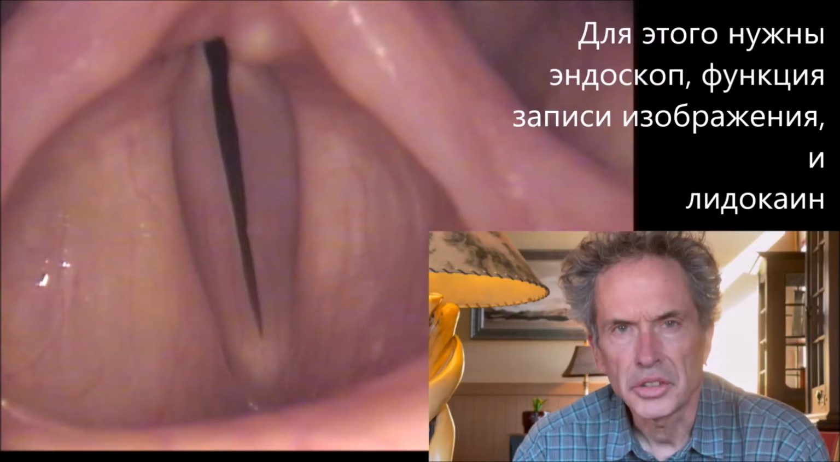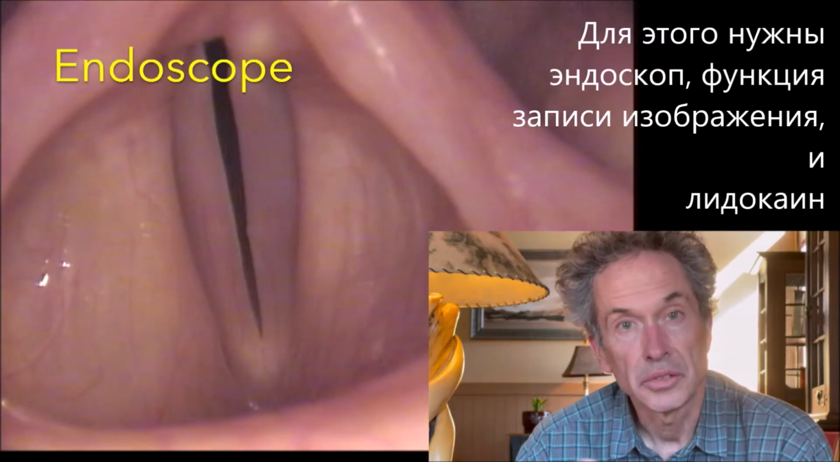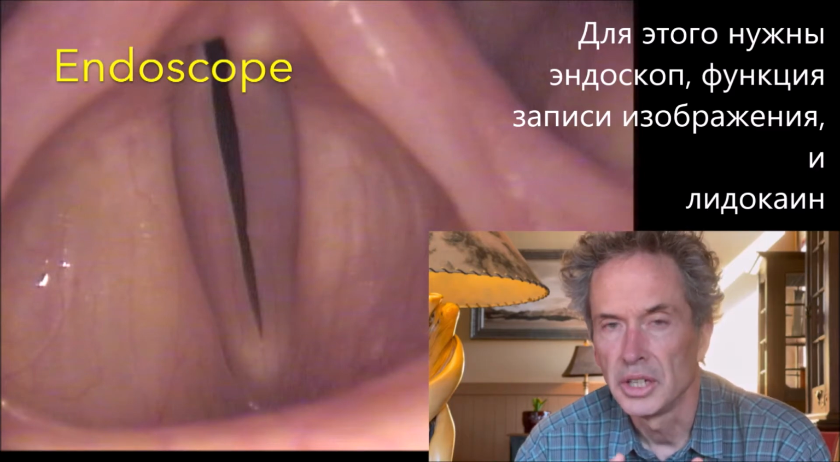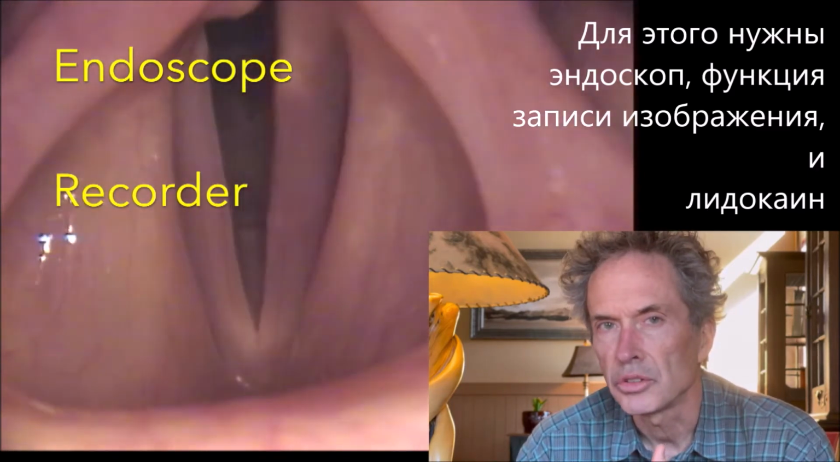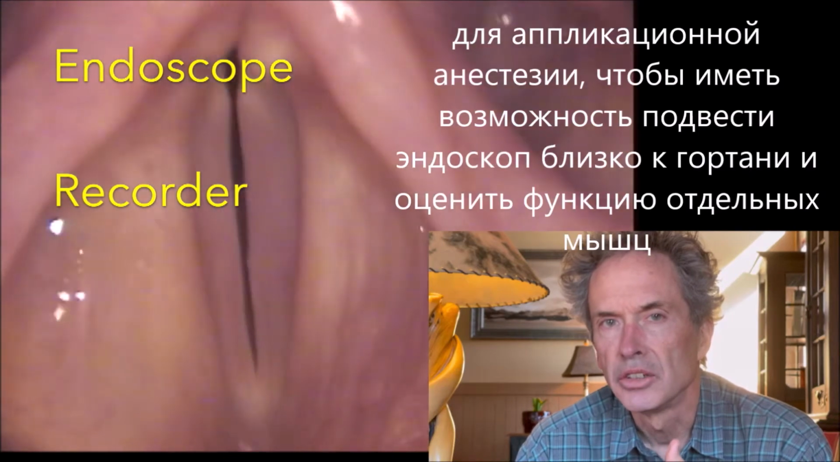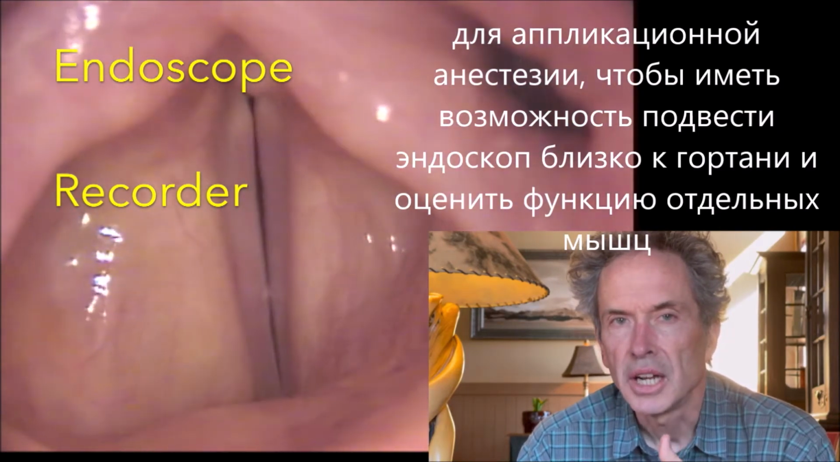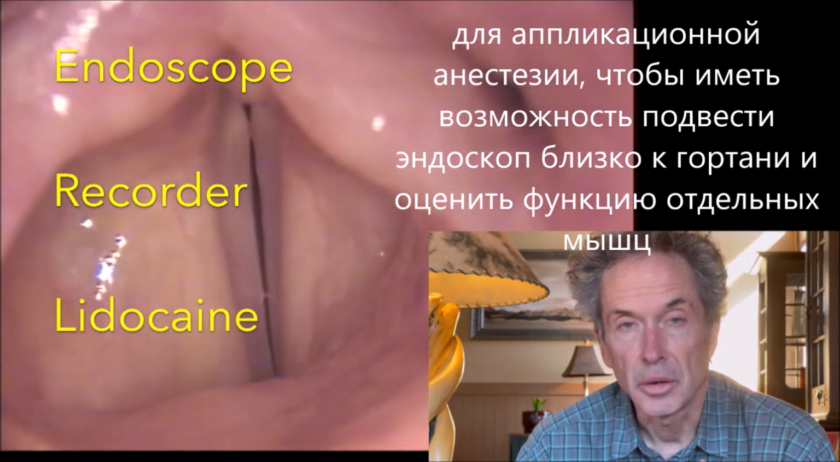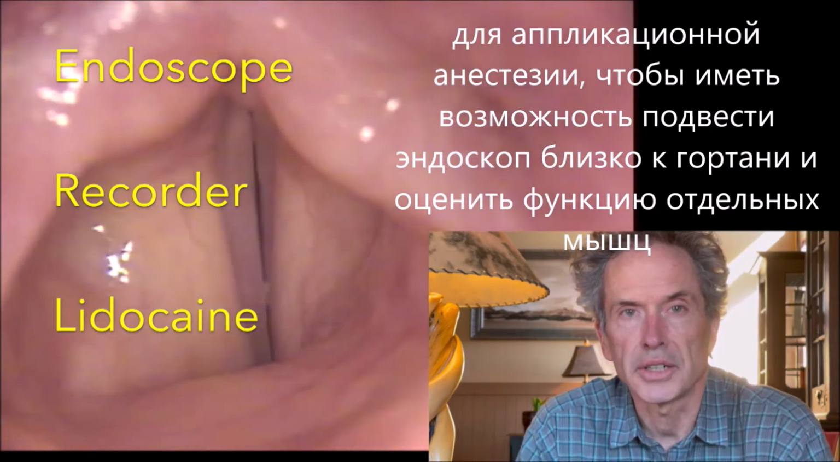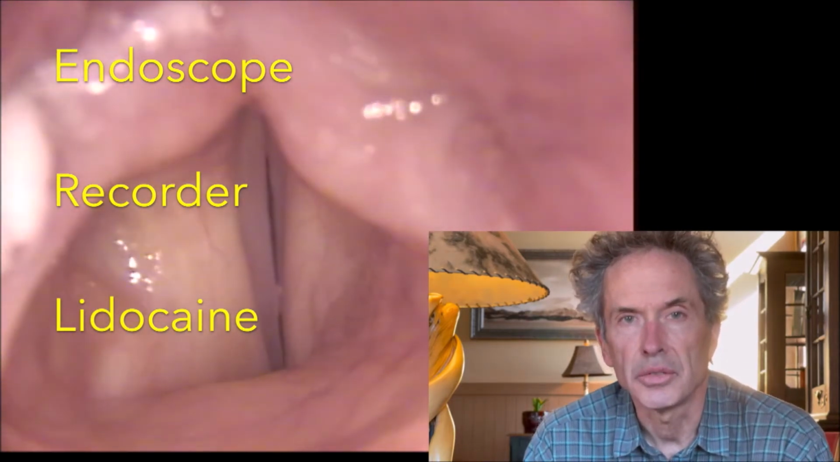Essentially what you need for this is an endoscope to get inside and look at the vocal cords closely, a recorder because everything happens too fast to see with the naked eye, so you can look at it multiple times, and lidocaine, numbing so that you can get close to the larynx and see the details of the various muscles in the larynx.